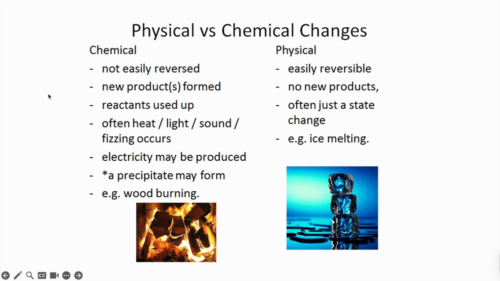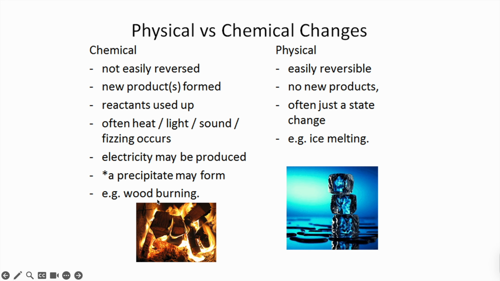All right. Now we're going to be looking at physical versus chemical changes. A chemical change is not easily reversed. It produces new products and it uses up the reactants. In this case, we have fire being produced from the burning of wood. When you burn wood, it turns into ash. You cannot reverse ash back into wood.